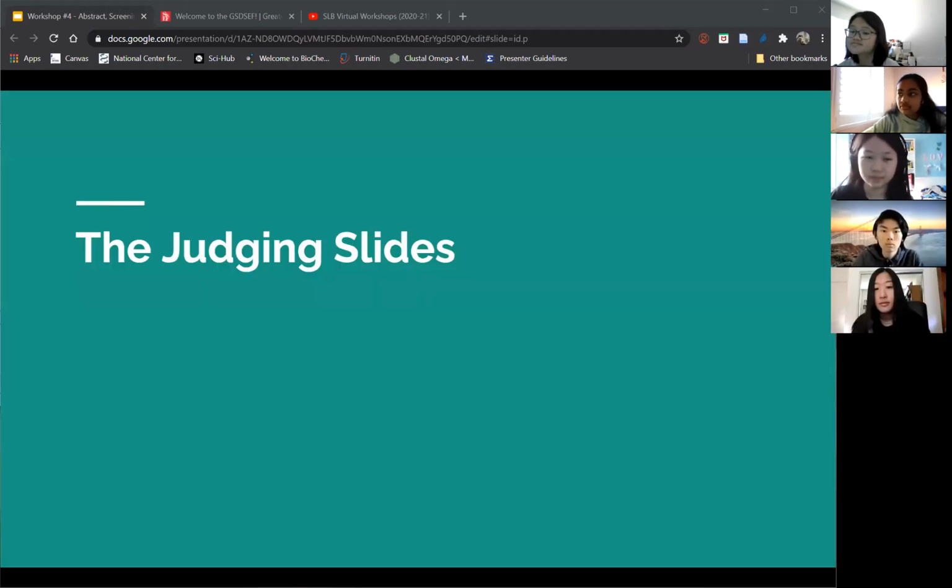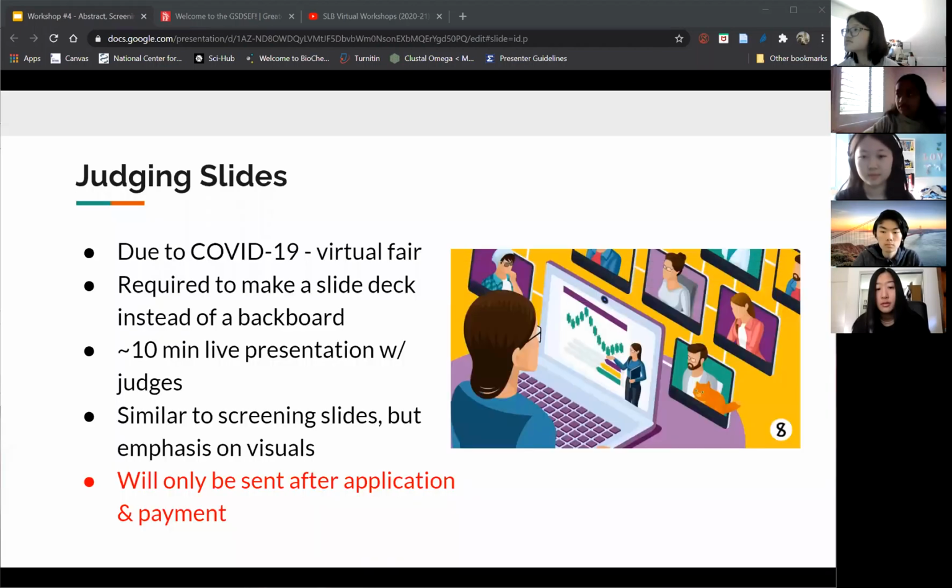After you're approved for applying to the fair and submit your payment, you should start on your judging slides, which are in the Lou poster of this year. This year, the Greater San Diego Science Fair will be virtual through a special platform, and the judges will conduct interview presentations virtually. You will present a slide deck of your work instead of a trifold backboard, which will be similar to the digital product slides, but with an emphasis on visuals.